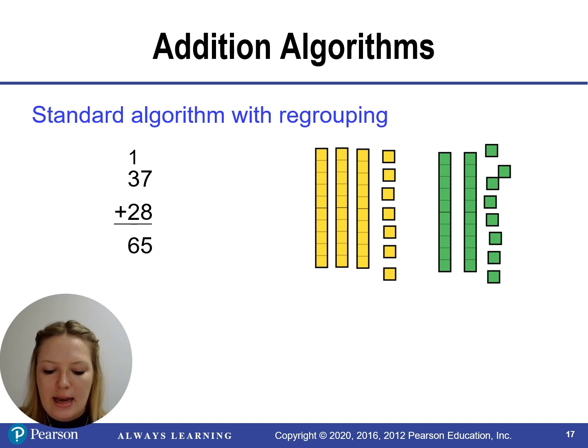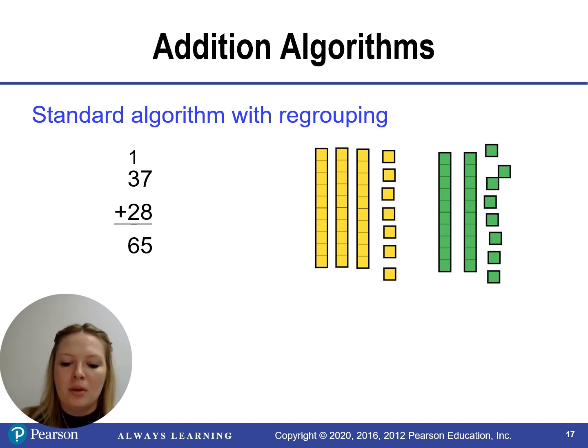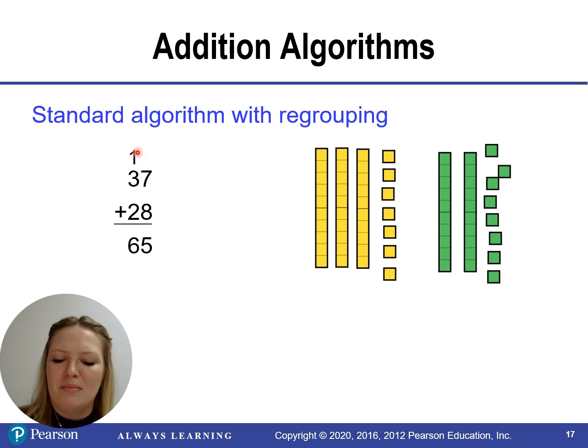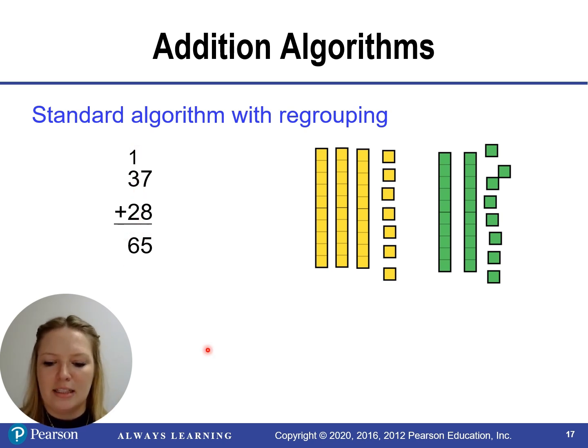So if I wanted to add these values with the standard algorithm with regrouping, we need to make sure we're emphasizing this language of regrouping instead of carrying. So you might typically read this as 7 plus 8 is 15, drop the 5, carry the 1. Where are you carrying it? Why are you carrying it? Is it heavy? 1 plus 3 plus 2 is 6, 6 and 5, 65.